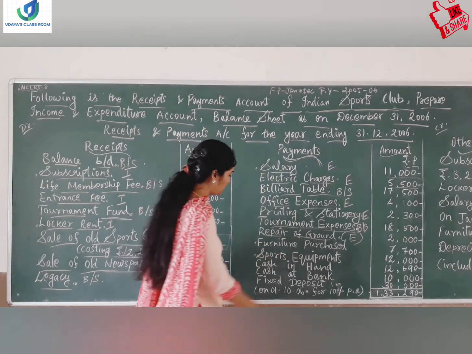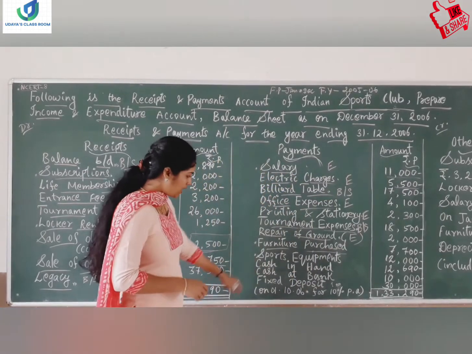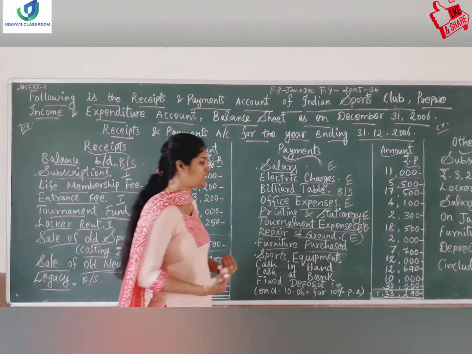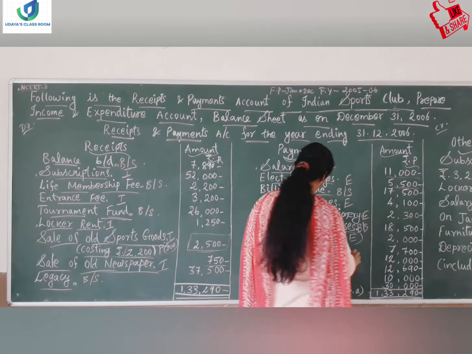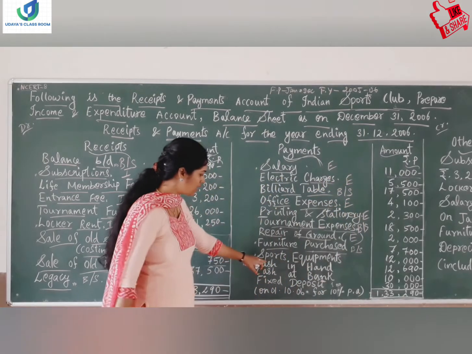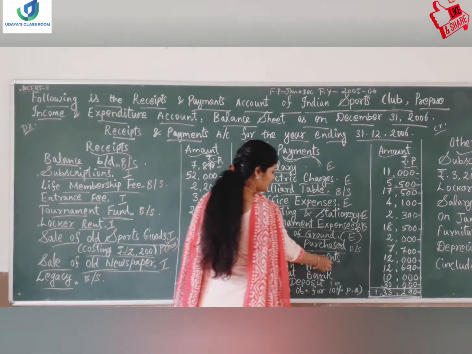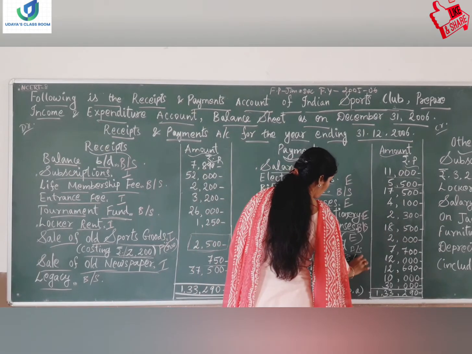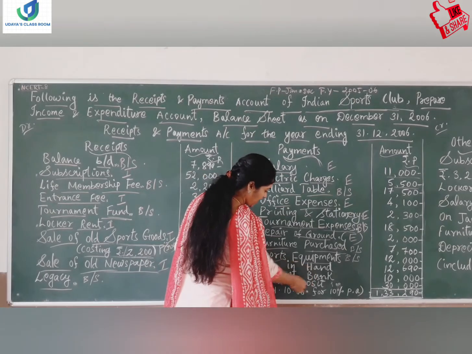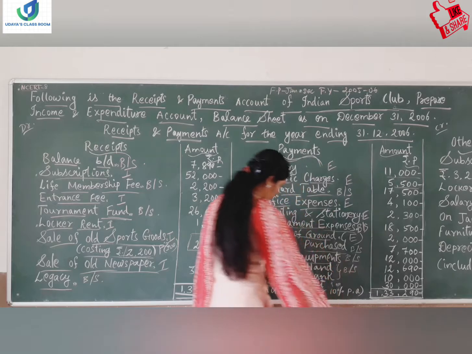Moving on to the next element, furniture purchased. The organization would have purchased furniture. So furniture is our organization asset. So we have to write in the balance sheet. So B by S. And sports equipments. We know already sports equipments means it's an asset. So this is also balance sheet. And cash in hand, cash at bank, all these elements will be coming in the balance sheet.